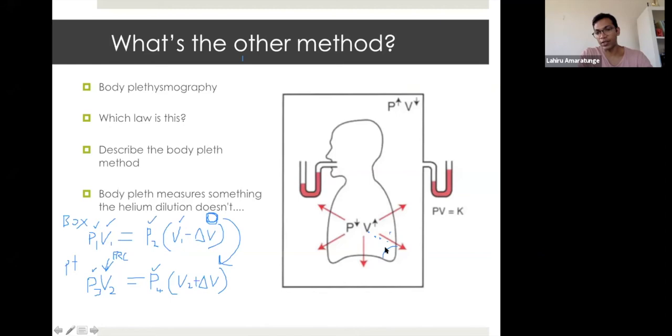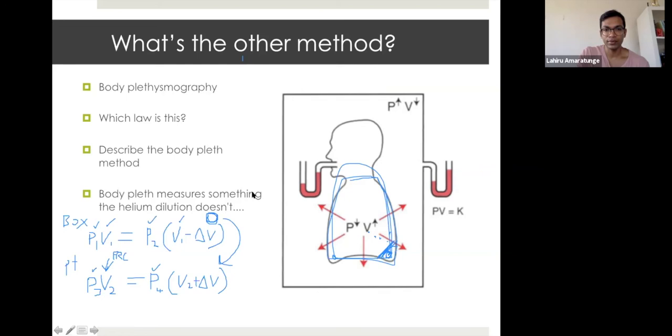Body pleth doesn't really care that this is a closed space. Even if there's a massive sputum plug or a foreign body taking out a whole half of the lung, that lung still exists as a volume. Lung still exists as matter. So it won't really matter when you're taking that breath in, because you're still just calculating this total FRC that was already existing there.